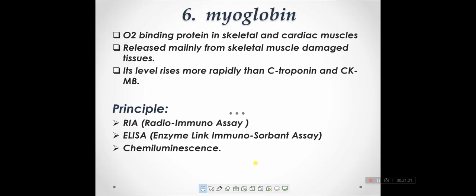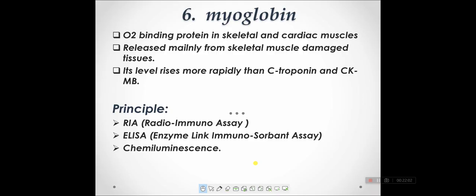It is released mainly from damaged skeletal muscle tissue. Its level rises more rapidly than the cardiac troponin and the CK-MB, right? What is the role? Myoglobin facilitates oxygen diffusion. It desaturates at the onset of muscle activity, which increases oxygen's diffusion gradient from the capillaries to the cytoplasm, right? It has also been shown to have enzymatic function, right? So why is it important in the cardiac test? Because its levels rise more rapidly than the cardiac troponin test.